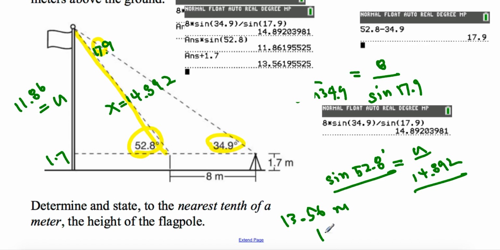So 13.6 meters would have been our final answer, because it's to the nearest tenth of a meter.